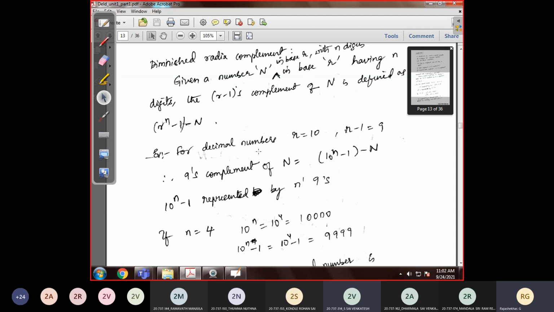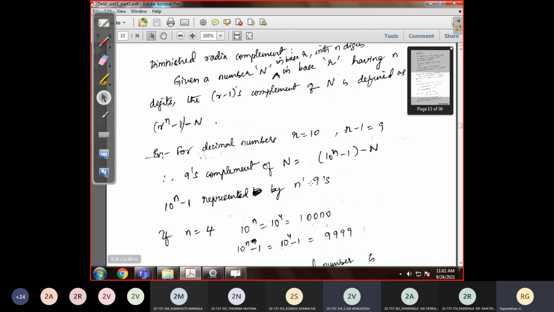So in the case of a decimal number system, r takes the value 10, so I am replacing r with 10 here. The definition now changes for 9's complement of decimal numbers: 10 power n minus 1 minus N. So what is 10 power n minus 1? 10 power 2 is 1 followed by 2 zeros. 10 power 3 will be 1 followed by 3 zeros, right?